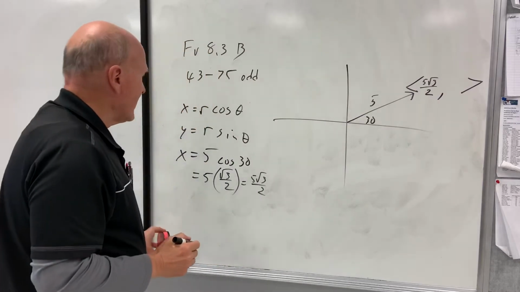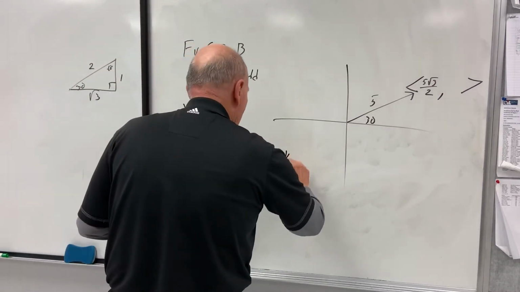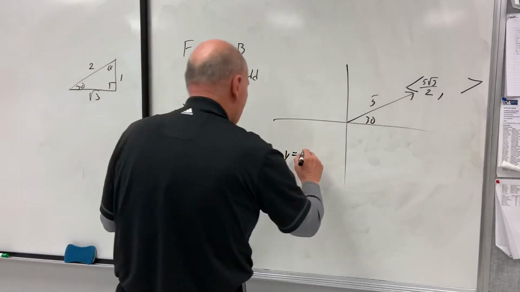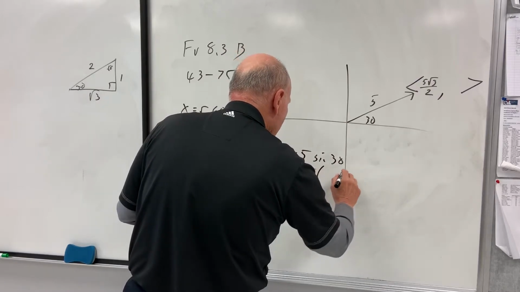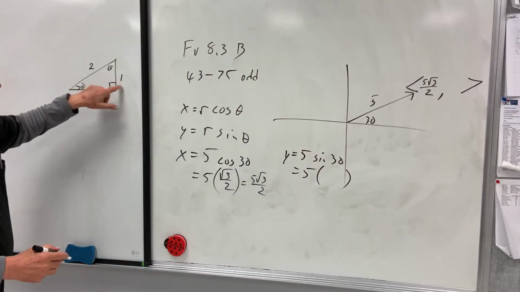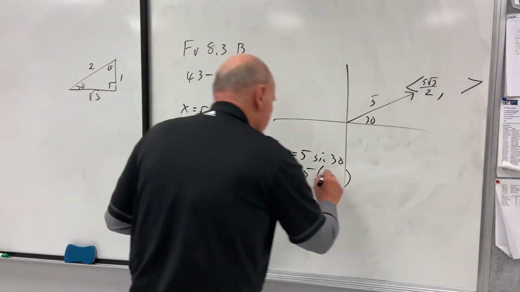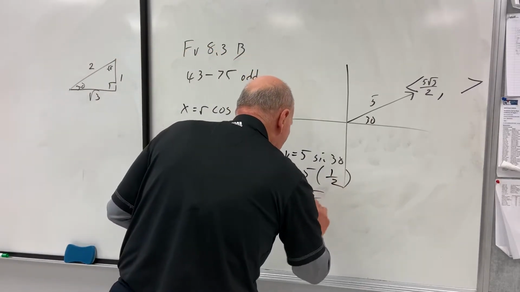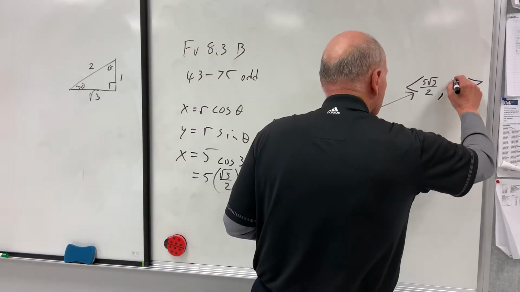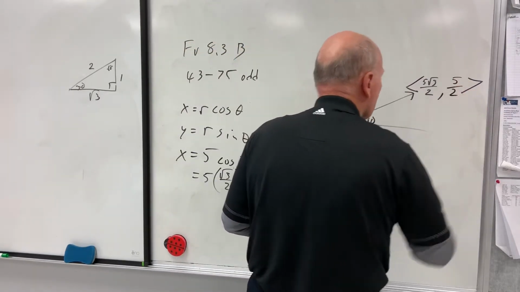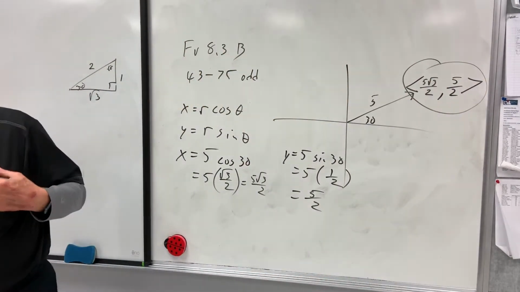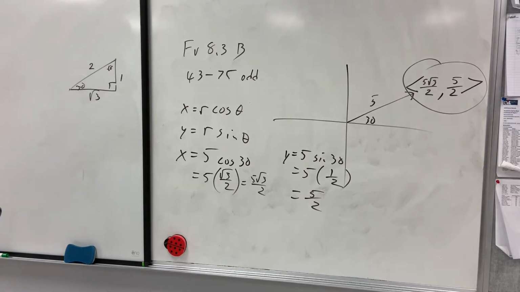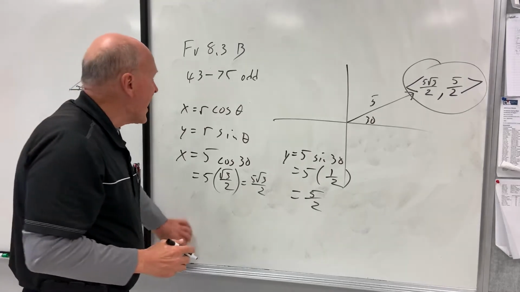Now we're going to find our y component, and y is equal to r sine theta. R is 5. Sine of 30 degrees, that would be 5 times 1/2. We know that sine of 30 is opposite over hypotenuse, so that would be 1/2. That gives us 5/2 for the y component, or as they call it, the vertical component. This would be the answer to problem number 43. And of course, 43 through 48 are all done the same way. I want us to look down at number 49.